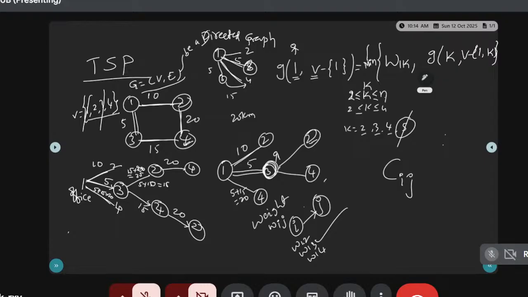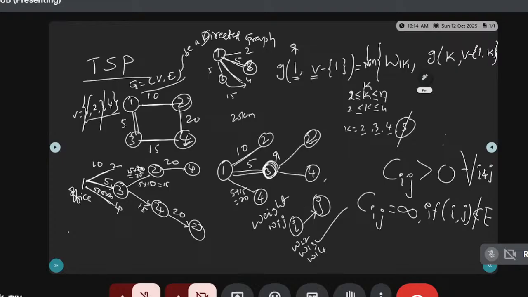such that Cij greater than 0 for all i and j, and Cij is equals to infinity if i comma j does not belong to capital E.